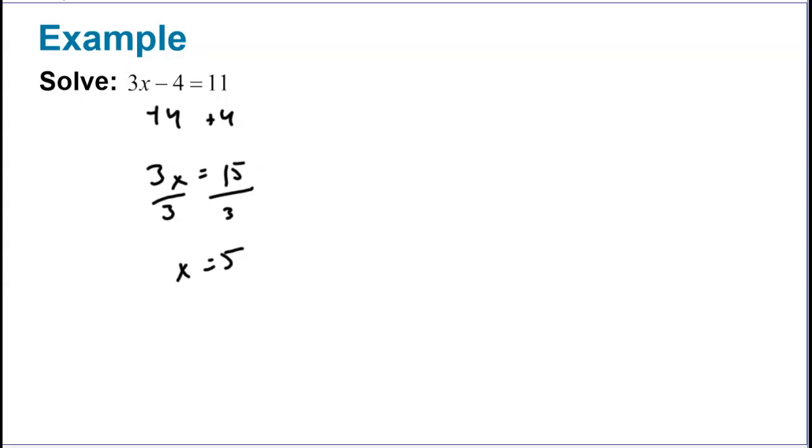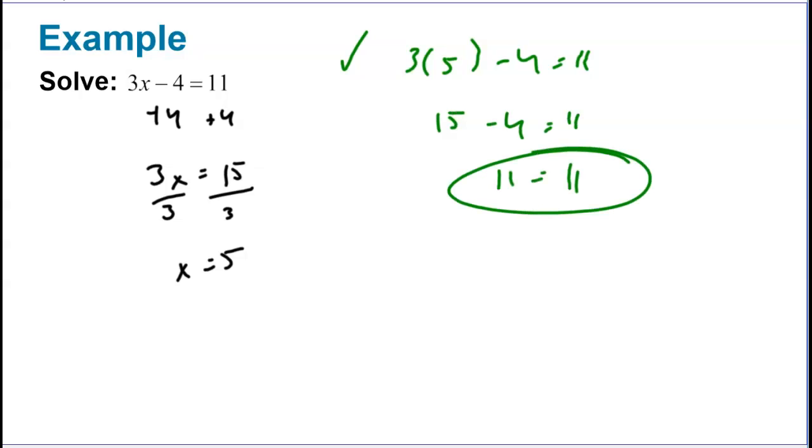And we end up with x equals 5. And we know that this is true because we can check it. If we plug 5 in here, we go 3 times 5 for that x, minus 4 equals 11. So that's 15 minus 4, and sure enough, that works. And so that's a linear equation.